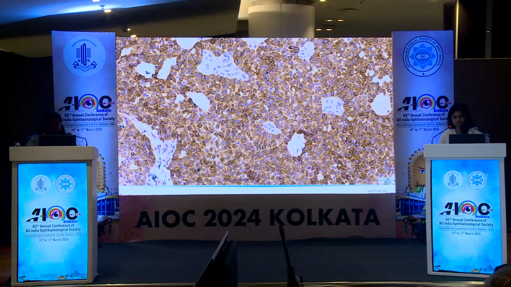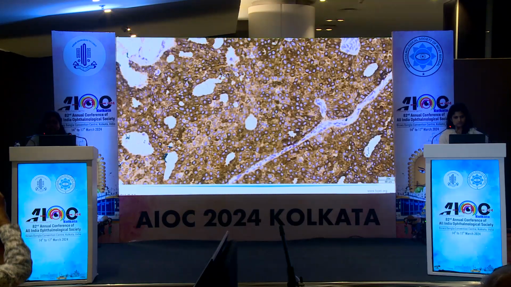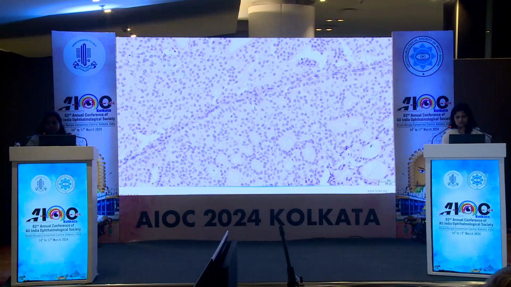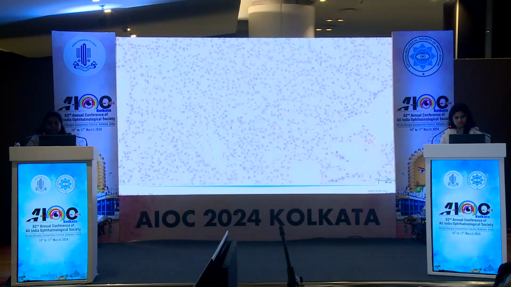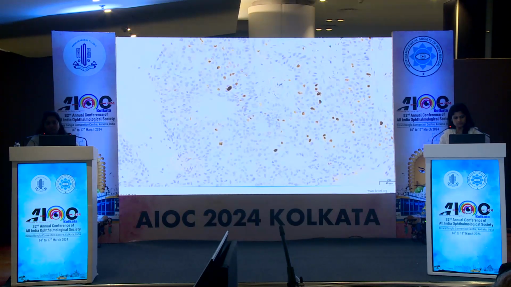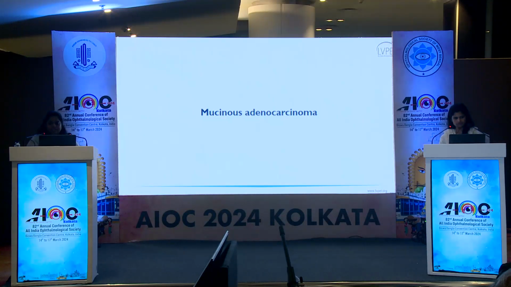On immunohistochemistry, these cells showed strong and diffuse positivity for pancytokeratin, EMA, and CK7, whereas CK20 was negative. We also ran a panel for endocrine markers. So NAC was negative, chromogranin and synaptophysin were also negative. Ki67 was around 15 to 20% at focal areas. So we diagnosed this as mucinous adenocarcinoma.